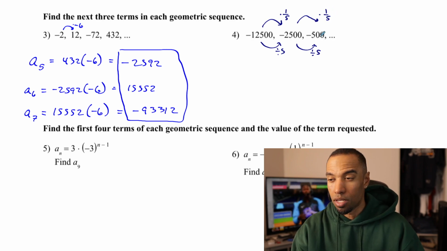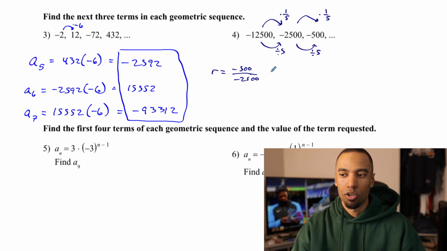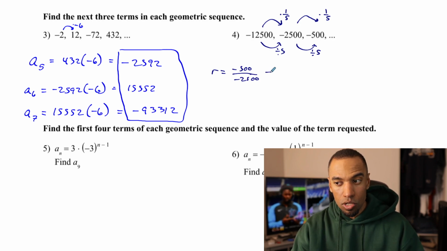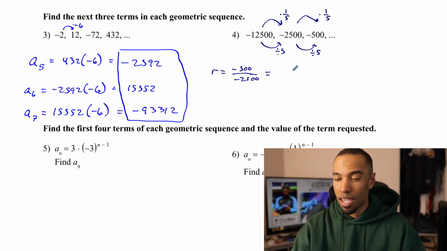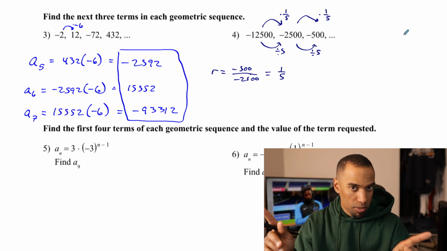If you're not sure, what can you do? Divide a number by the one before it. Negative 500 over negative 2,500. Your calculator will probably say 0.2. But if you know how to reduce this, they can both divide by 500 and change signs. That becomes 1/5. So you are multiplying by 1/5, which is the same as dividing by 5.